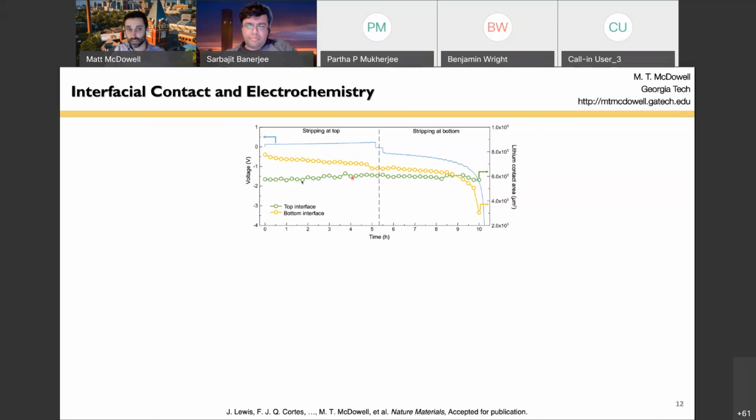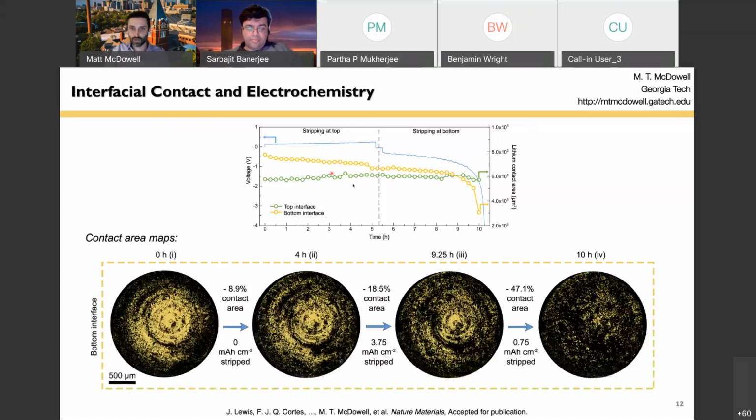And we can see the top interface doesn't really change, actually, but the bottom interface is fairly constant for most of the experiment. But then right as we're at the end, when we're polarizing dramatically, that's when our surface area, or contact area, decreases a lot. And so there's this correlation between the decrease in contact area at the interface and the cell failure, basically. And so this plot shows the overall contact area.